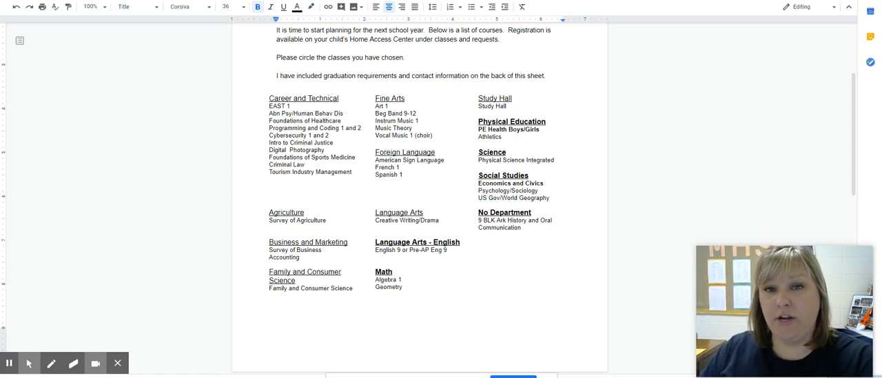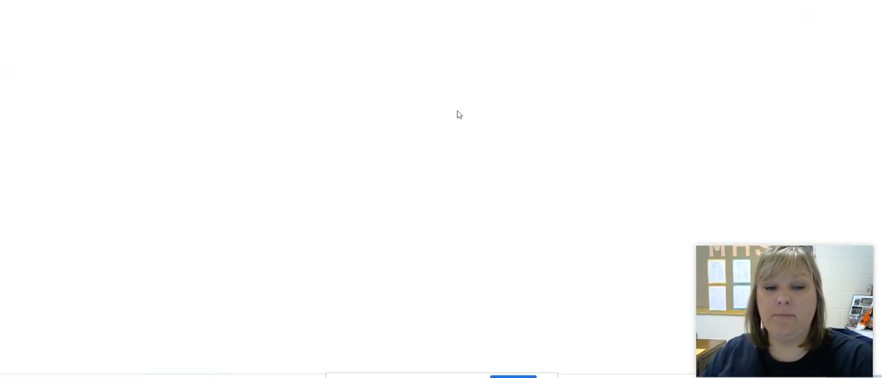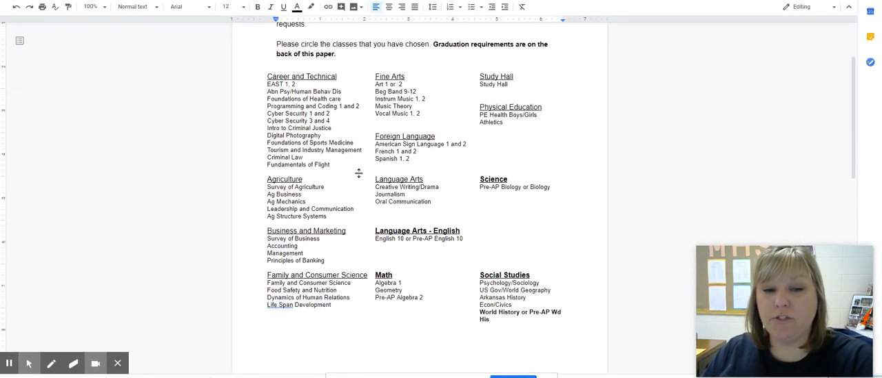So now I'm going to move to 10th grade, and you'll notice that the paper looks a tad bit different. There are a few more options. You can see that the ag options grew, okay?